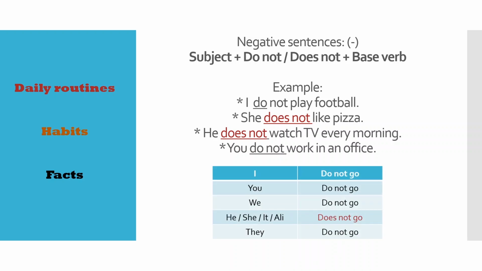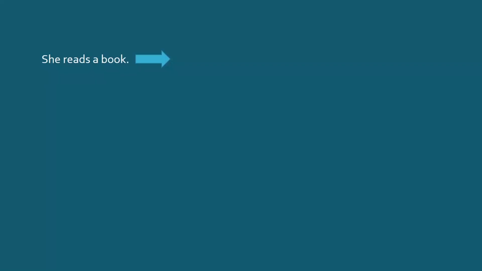Very good. Take a look at this table. I, you, we, they, we use do not. And for he, she, it, and Ali, we use does not. Very good. Let's look at some examples.